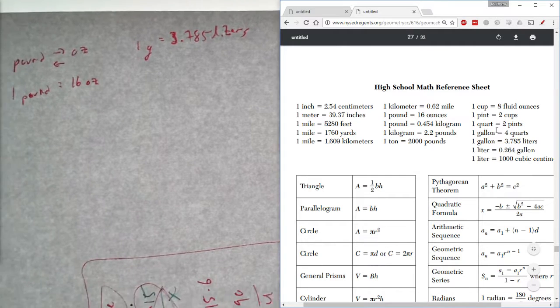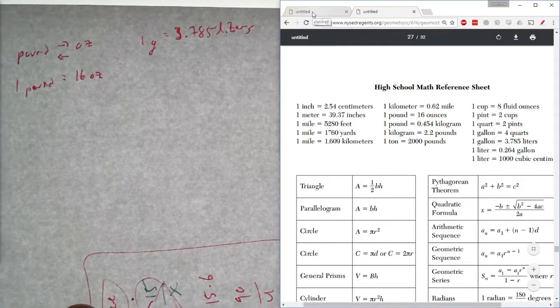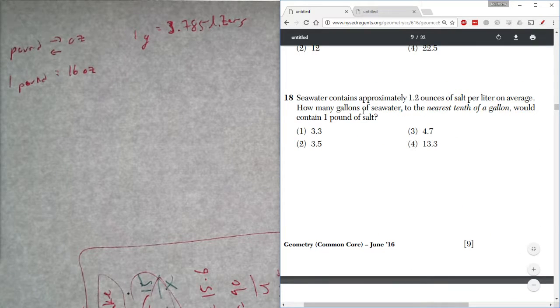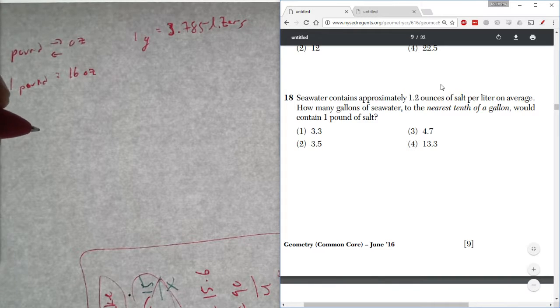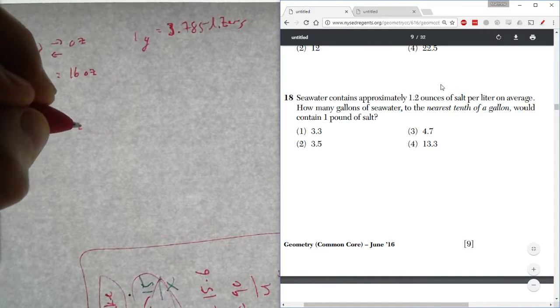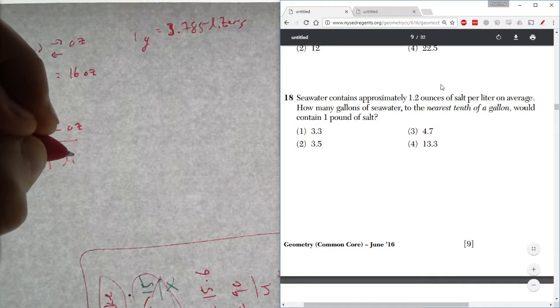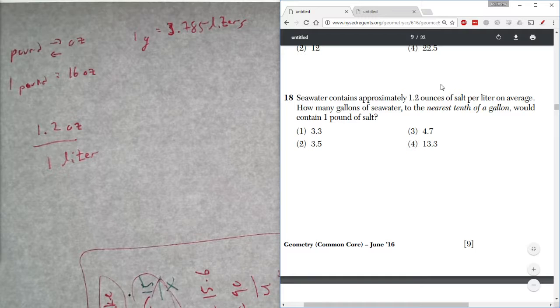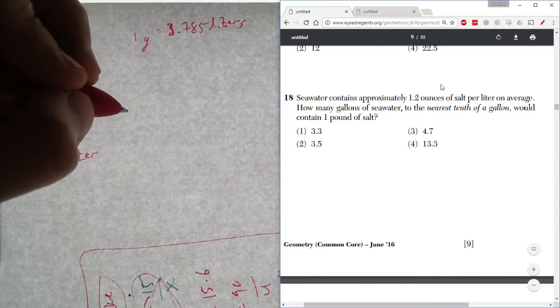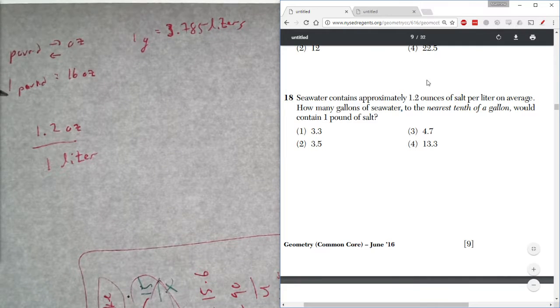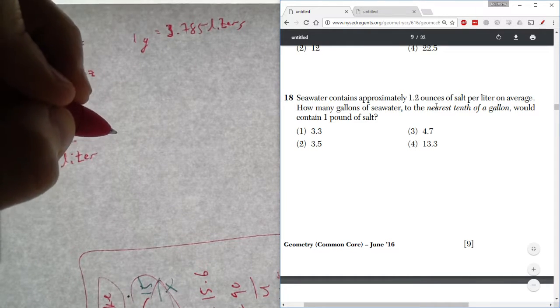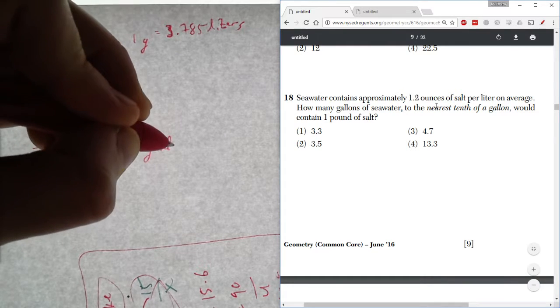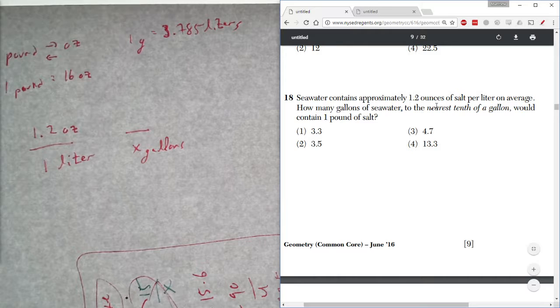Now let's do the problem. I'm being a little mean about it, it's just a conversion problem. So 1.2 ounces of salt per liter on average. So this is 1.2 ounces per 1 liter. And I want to find how many gallons, X gallons, is the same thing as 1 pound of salt.